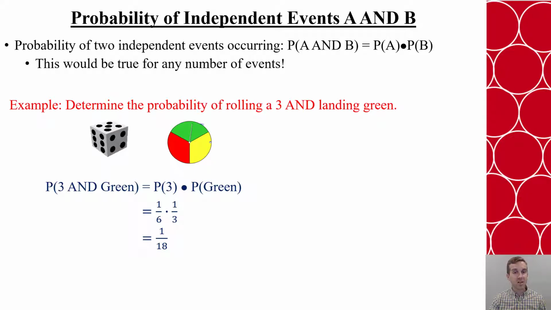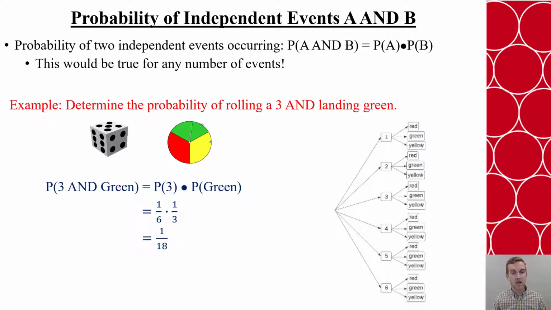Now, if we use a tree diagram to help us understand this, we go one step at a time through our experiment. The first thing is rolling the die. When that happens, you could roll the numbers 1 through 6, and they all have an equal chance of occurring. Then, after the die is rolled, the spinner is spun, and there's a chance that on each of those, it could be red, green, or yellow. So I could have 1 red, 1 green, 1 yellow, or 2 red, 2 green, 2 yellow, and so forth. And what I'm looking for is where is both 3 and green. And there's only one of those out of these 18 total combinations.